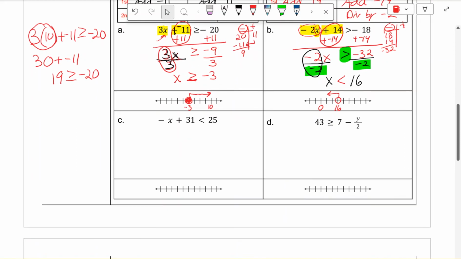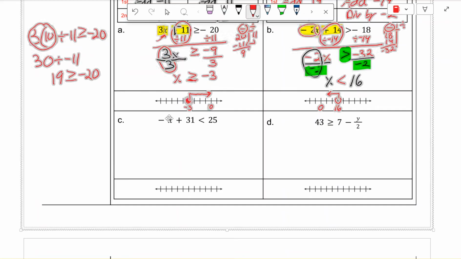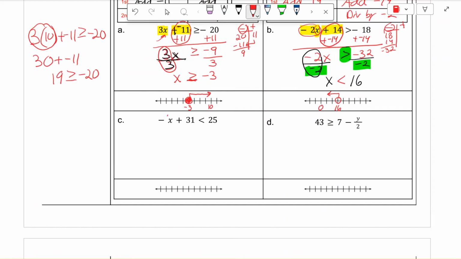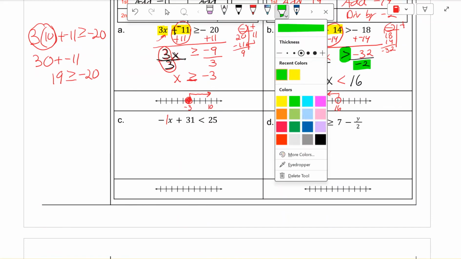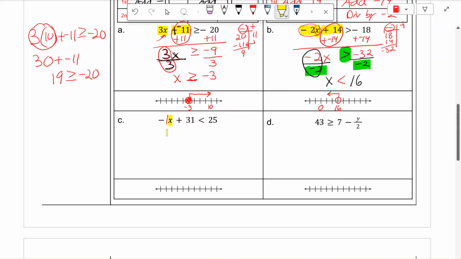All right, two more we-dos. You can see this x here, and there is nothing in front of it, so you know that there is a 1. Okay, so we're going to find our variable. Our variable's on the left side here. A couple things are happening to it. We are adding 31, and we are also multiplying by negative 1.